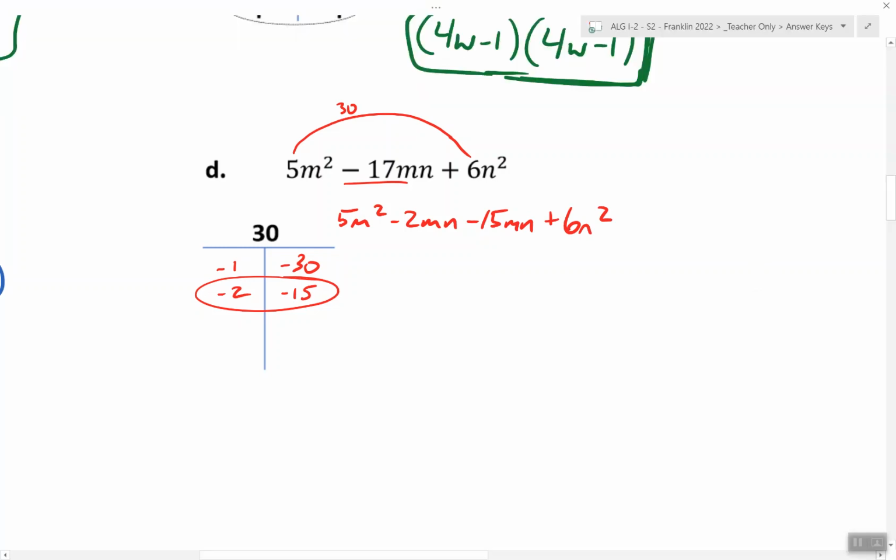Now just a note, it doesn't matter what order you write those two numbers in. I could have written 5m squared minus 15mn minus 2mn plus 6n squared, and my grouping step would look a little different, but my answer would eventually be the same. So you can write these two numbers in whichever order.